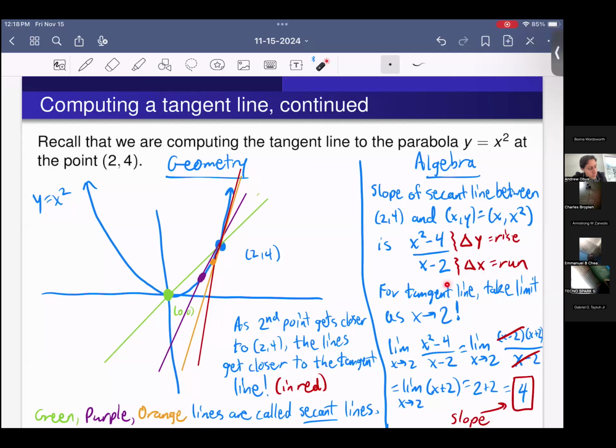So are you getting me so far? I haven't finished yet, but I'm saying this is our setup. We imagine that we're not actually doing the tangent line, but we're taking the slope between (2, 4) and another point on the graph. And if that other point is just given in terms of x, then the slope that you get is (x squared minus 4) divided by (x minus 2).